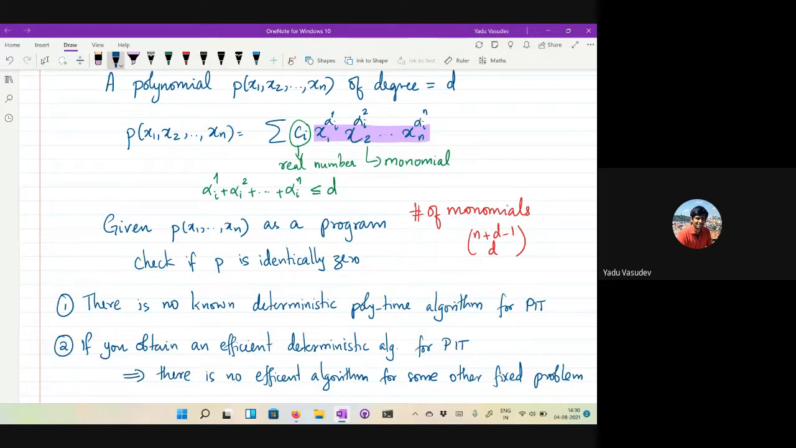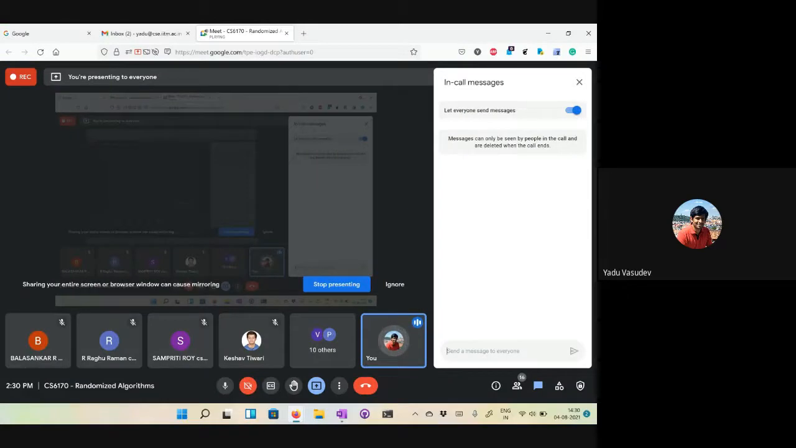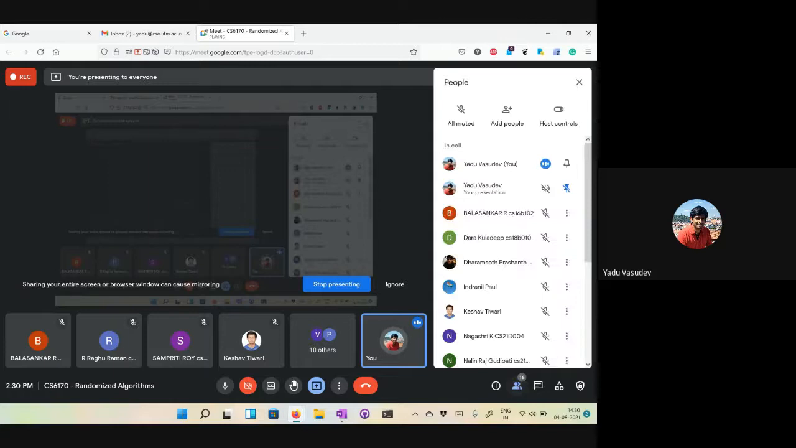So typically, we feel that it is much harder to show that there is no efficient algorithm for a problem, right? Because what you need to show is that no matter how clever you are in your design of the algorithm, there is no way that you can get an efficient, polynomial time algorithm. That's what you want to prove if you want to show that there is no efficient algorithm for a problem. And that seems hard, right?